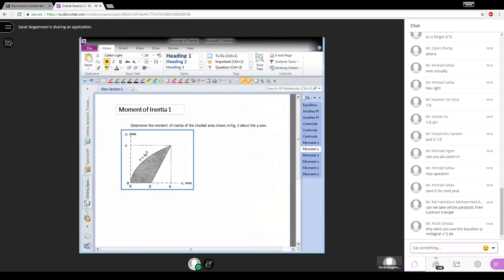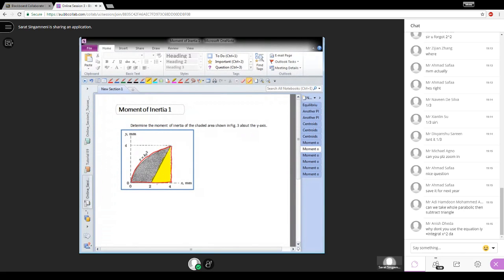Okay, what we want to do is take the whole of this as one area, and then remove the triangular portion, moment of inertia from it, and then let us try and do that now.